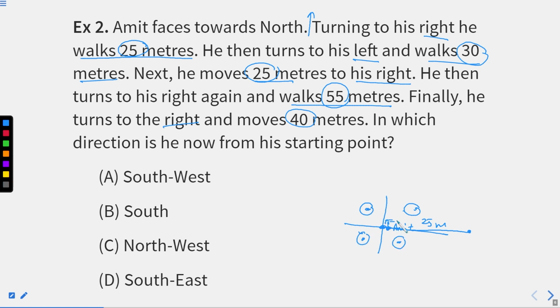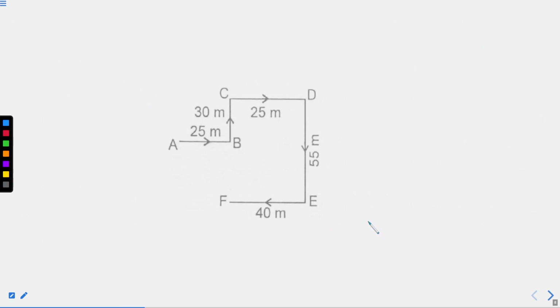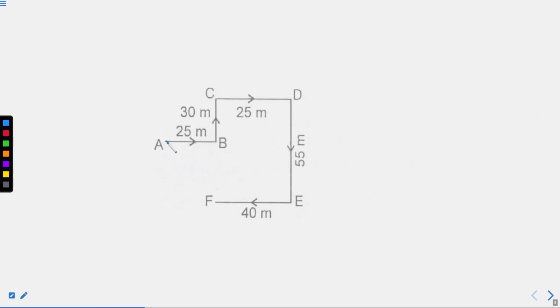Now we can figure it out with the help of a diagram. Now here is the diagram for you. First, from point A, he moved 25 kilometers to point B. Then from point B, he took a left turn and moved 30 meters to point C. And from point C, he took a right turn and walked 25 meters to point D. After completing 25 meters, from point D he moves towards point E, 55 meters. And then finally took a left turn, 40 meters to point F.